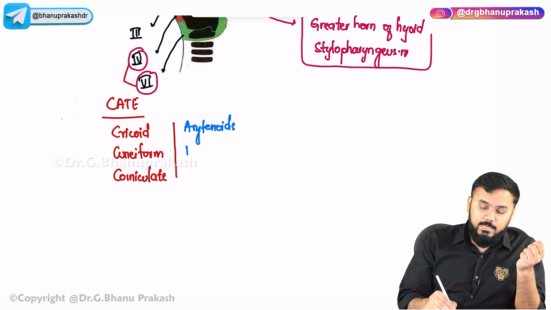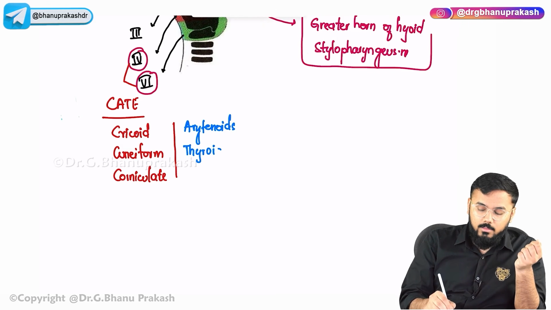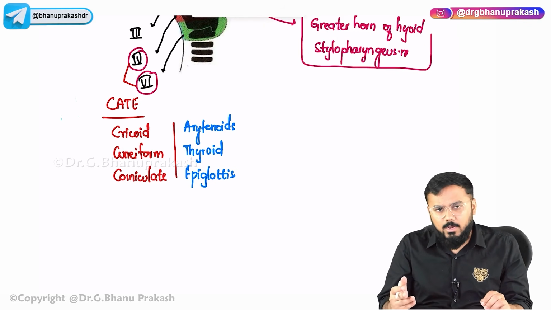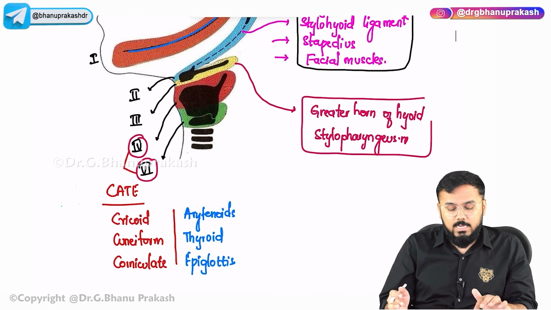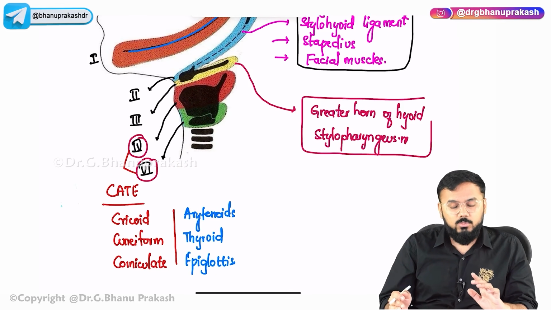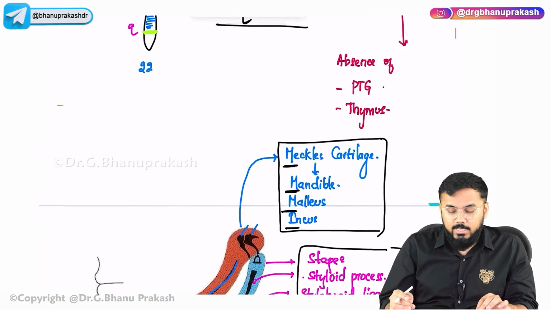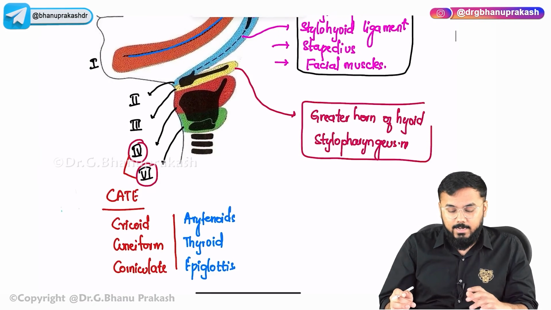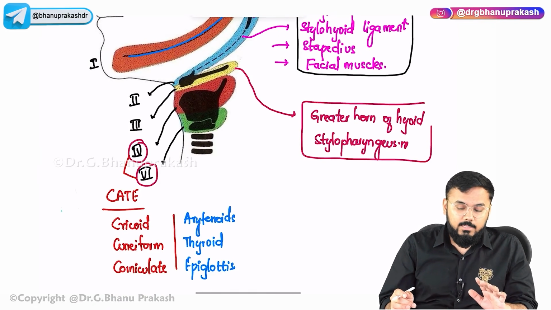Next, T stands for your thyroid, and E stands for your epiglottis. So all these cartilages, whether they are paired or unpaired, we will discuss later. All these cartilages are derived from the fourth to sixth arch. So these are all the structures that are derived from these arches.